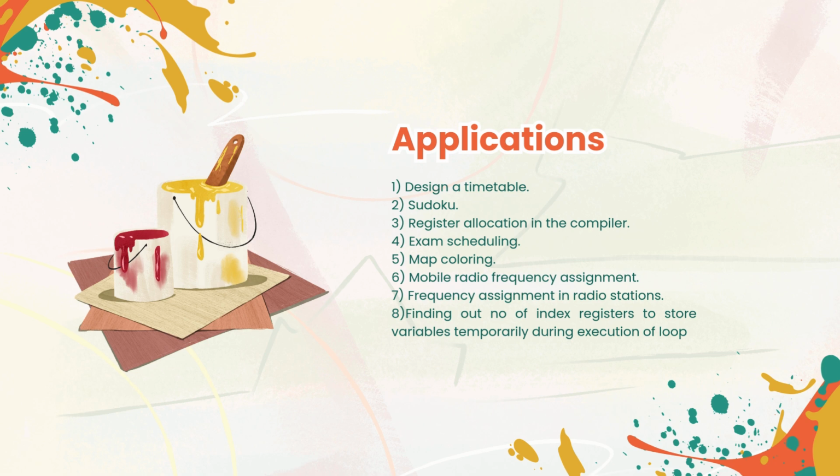Now, what can be some normal applications for the graph coloring problem? Well, there are a lot, but we're going to mention 4 more general ones. One can be the design of a timetable, another can be Sudoku. We can do register allocation in a compiler, map coloring, which is the most common one, or mobile radio frequency assignment, maybe frequency assignment in different radio stations, or finding out the index registers to store variables temporarily during execution of a loop. This is just one of the many, but this time, we are going to review the algorithm in 3 different implementations.